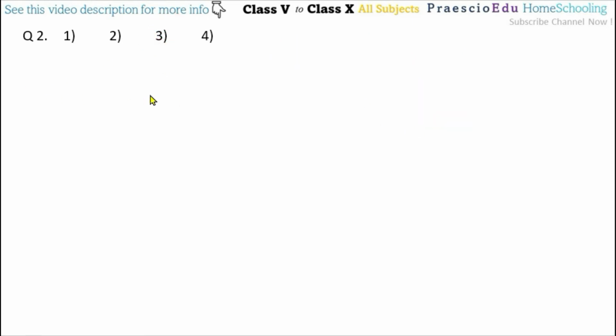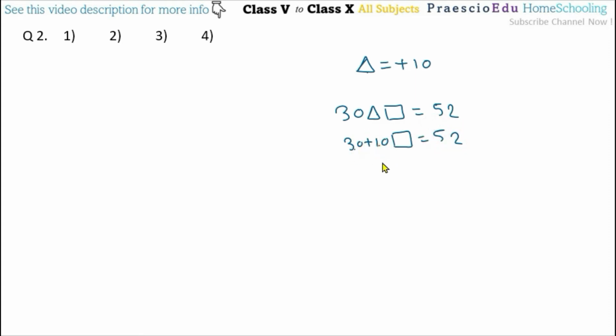Then question number 2. For question numbers 2 and 3, some mathematical expressions are given. If triangle is equal to addition of 10, there are some expressions given. So 30, then this triangle, and then this square is equal to 52. So triangle has this value, plus 10. So 30 plus 10, then this square is equal to 52. So 30 plus 10 means that is 40, and then this square, then this 52. So now square is equal to 52 minus this 40, which is 12. So this has the value 12.